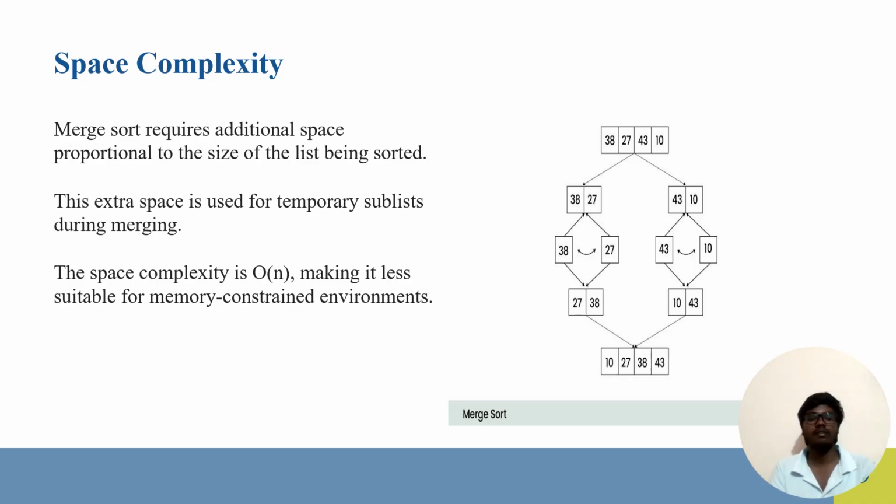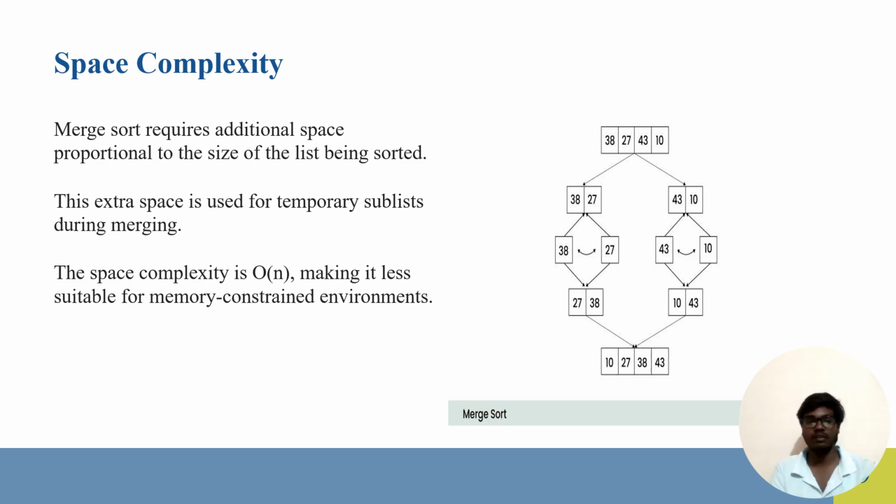And then let us analyze the space complexity of merge sort. Merge sort requires additional space proportional to the size of the list being sorted. This extra space is used for temporary sublists during merging. The space complexity is big O of n, making it less suitable for memory constrained environments.